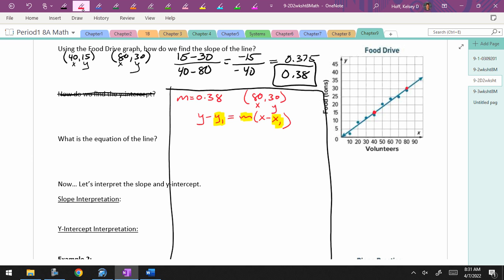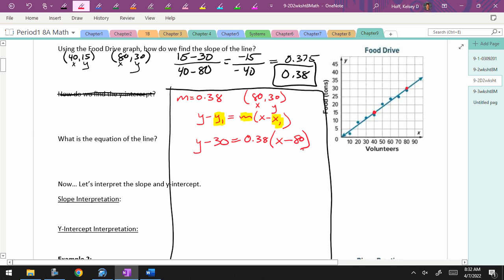Okay. All right, so I write y minus, in the point you just picked, what's the y value? 30, equals, what's my slope? 0.38, parenthesis, x minus, what's my x value? 80.